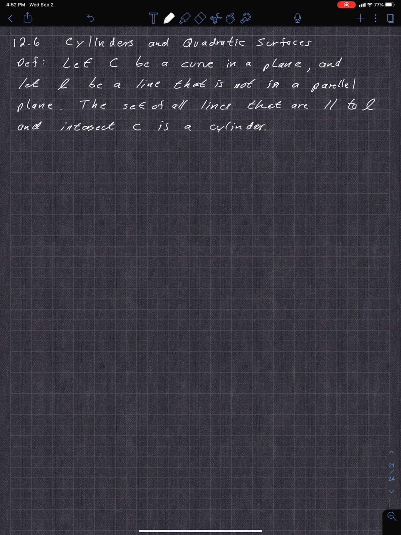12.6 is on cylinders and quadratic surfaces. So first we're going to define what we mean by a cylinder in general. So we know you think of a cylinder like this, right? This is what we look at as a cylinder. And that is a cylinder the way this is defined, but the way we look at it, there's other forms that we consider as cylinders.